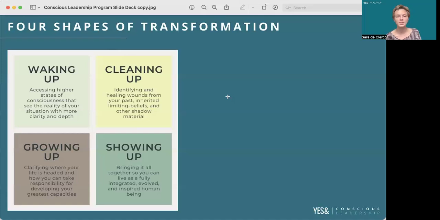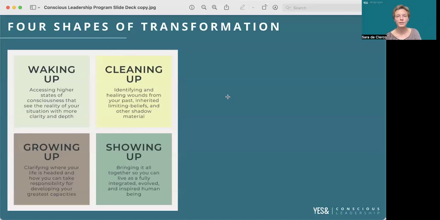Cleaning up is identifying and healing wounds from your past, inherited limiting beliefs, and other shadow material. If you're not familiar with the word, shadow basically means anything that we've hidden from ourselves that we don't tend to like about ourselves, a particular trait, a particular way of being, a particular quality that we tend not to like of ourselves. Could be jealousy, could be anger, could be fear, could be all sorts of things. There's certain qualities that we tend to place to the side and place into the unconscious.